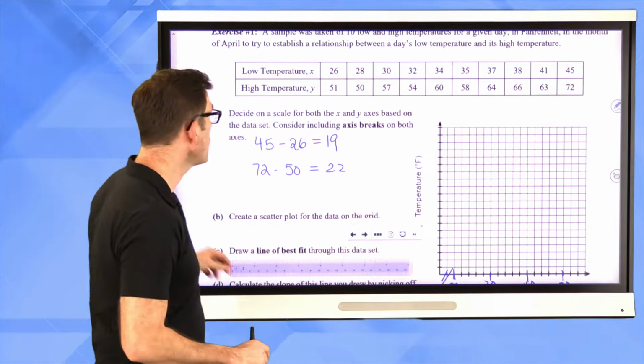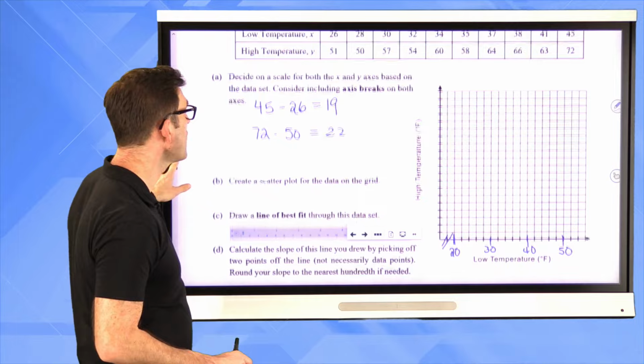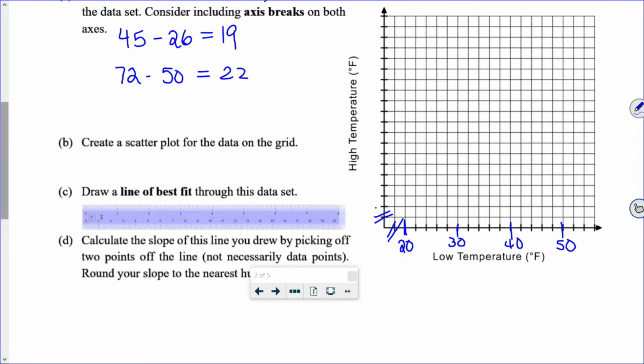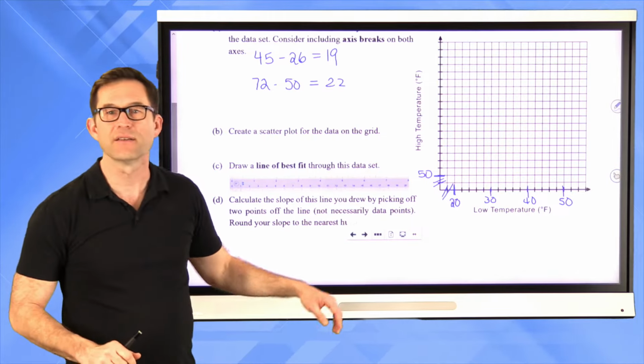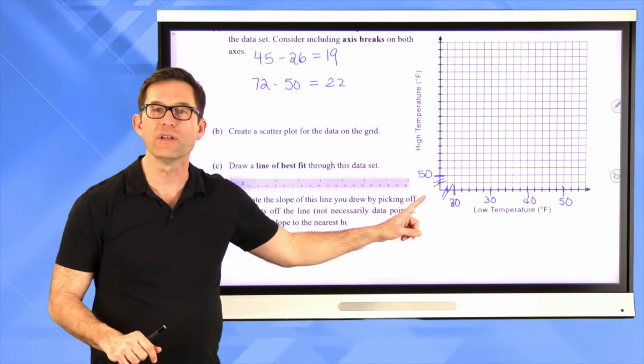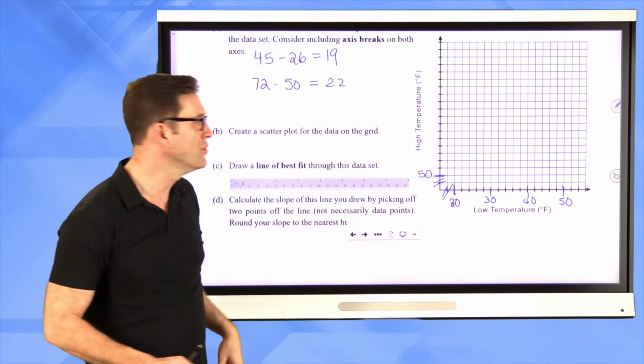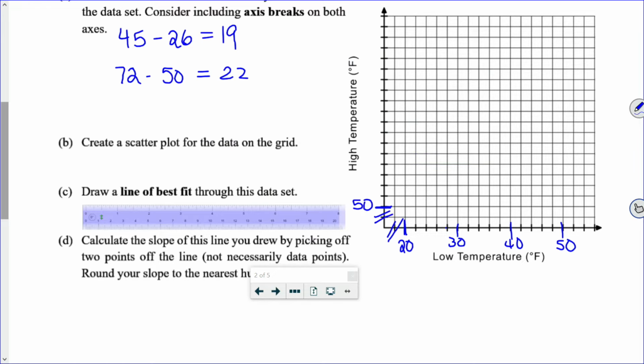So yet again, what I think I'm going to do is put in a little axis break. And an axis break serves to say, hey, there's some space between the origin and my first thing. So I'm going to start at 50, and I'm going to go up by 2s. So I'm going to have 50, 52, 54, 56, 58, 60. I don't need to mark every one, and I shouldn't mark every one. It's just going to make it too crowded.